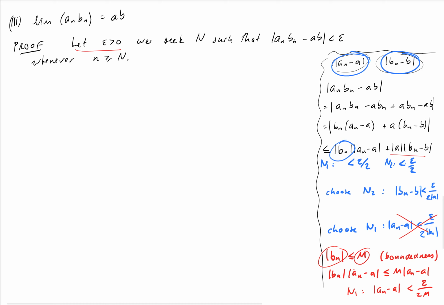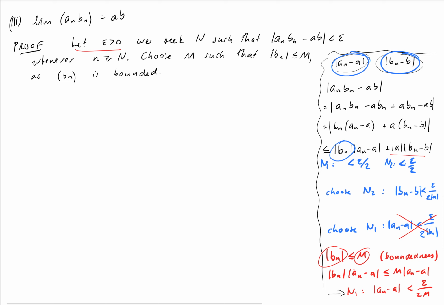So first thing we need is our capital M. So we'll say choose M such that the absolute value of Bn is less than or equal to m, and we can do this as Bn is bounded. Okay, step one. That's good. So we've got this m. Now that we have m, we can choose our n1.